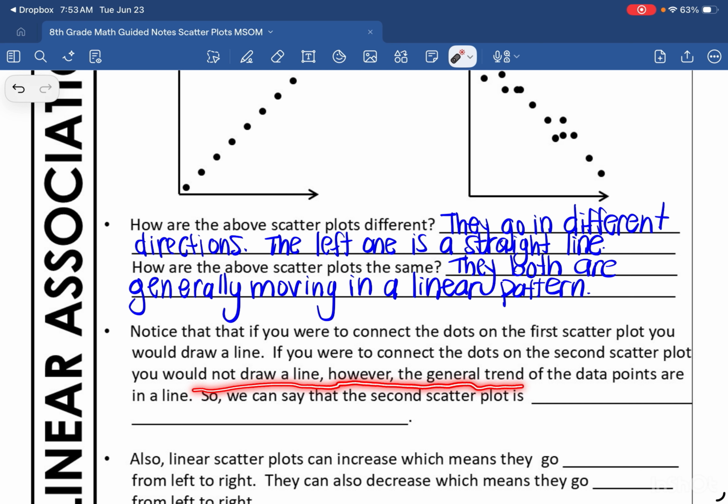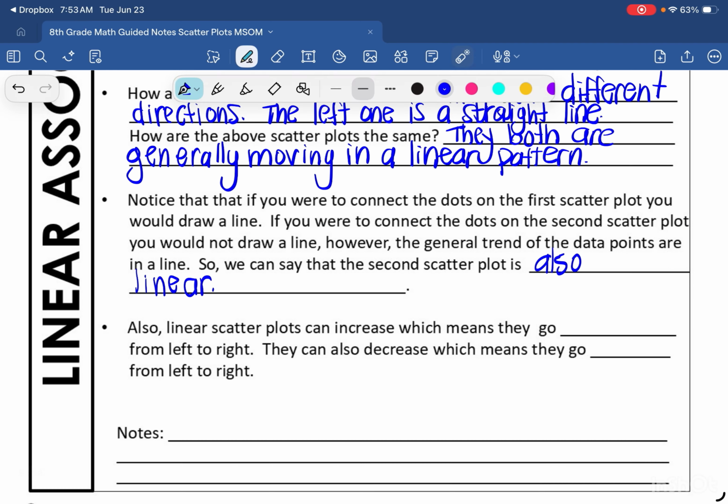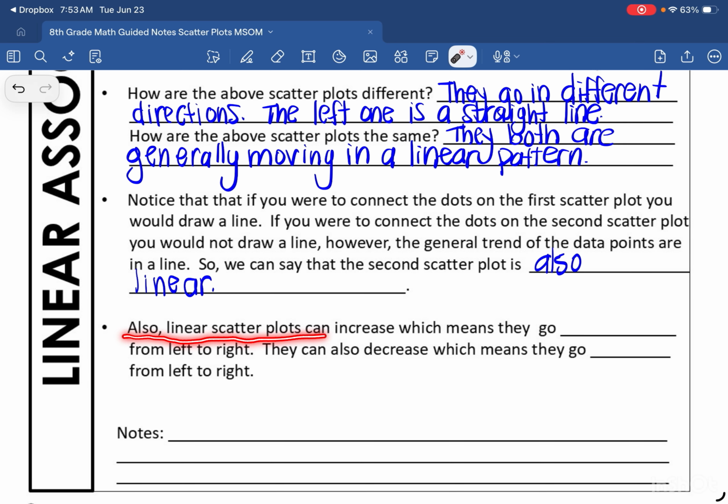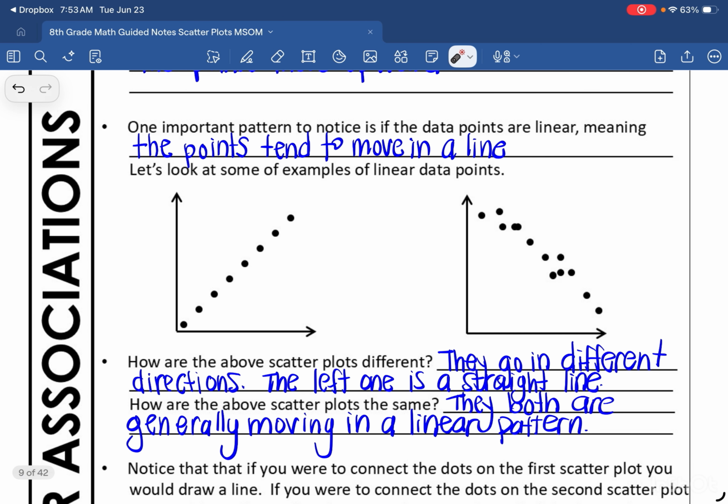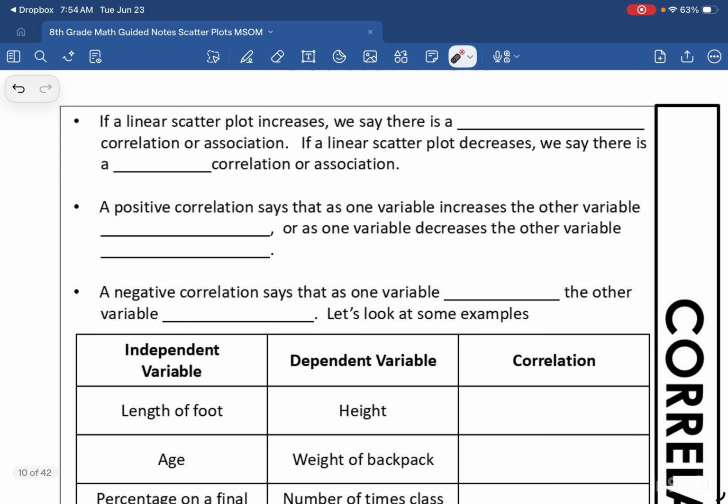However, the general trend of the data points are in a line, so we can say that the second scatter plot is also linear. Also, linear scatter plots can increase, which means they go up from left to right. They can also decrease, which means they go down from left to right. So going back up to these scatter plots, I'm reading a scatter plot from left to right. So this one would be going up, increasing, and this one would be going down, decreasing. If a linear scatter plot increases, we say there is a positive correlation or association. If a linear scatter plot decreases, we say there is a negative correlation or association.